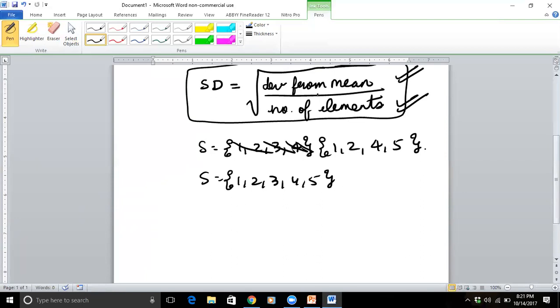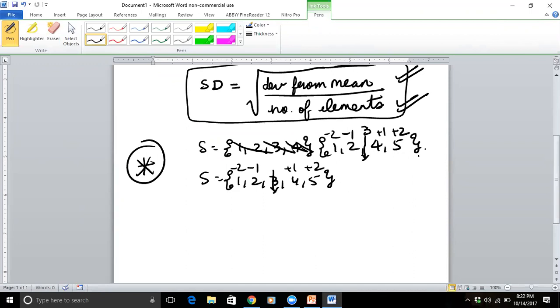The justification for that was the mean of this set is 3, and the mean of this set is also 3. So the deviations of all the elements are -1, -2, +1, +2, and the deviations of all the elements in the second set are -1, -2, +1, +2. So the deviations from the mean are the same, so the standard deviations are exactly the same. Now, this is a big misunderstanding of the concept.